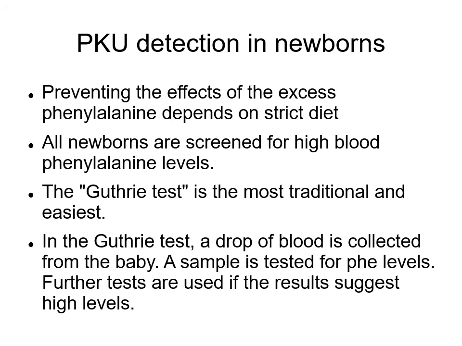Okay, PKU detection in newborns. Preventing the effects of the excess phenylalanine depends on a very, very strict diet. So all newborns are screened for high blood phenylalanine levels, among other genetic disease metabolites. The original one, and still the most traditional and cheapest, is the Guthrie test. A drop of blood is collected from the baby's heel, and the sample is sent and tested for high phenylalanine, as well as almost 30 other biochemical tests to detect various other metabolic issues in a baby.